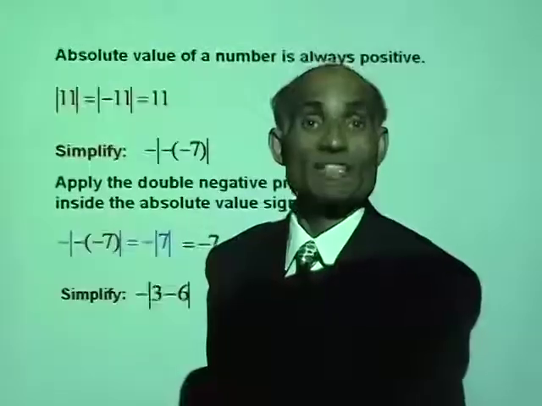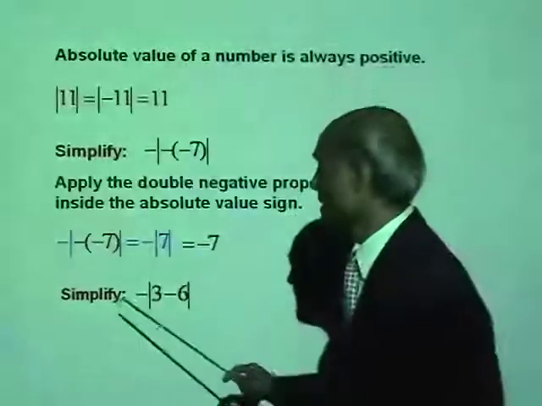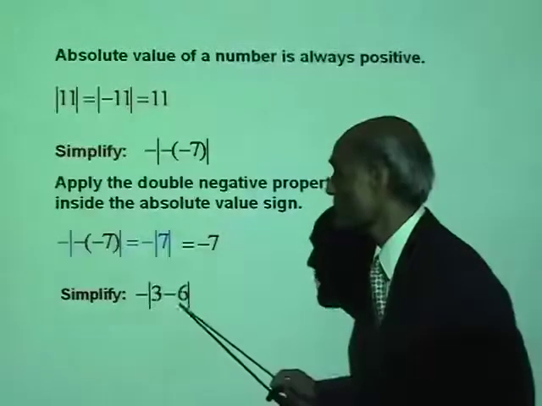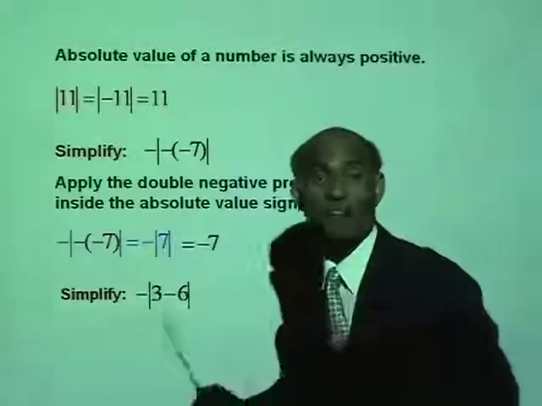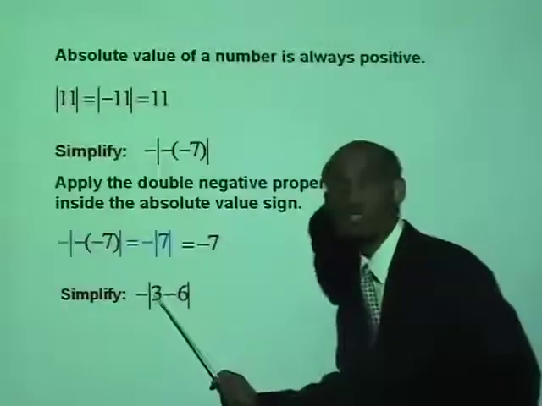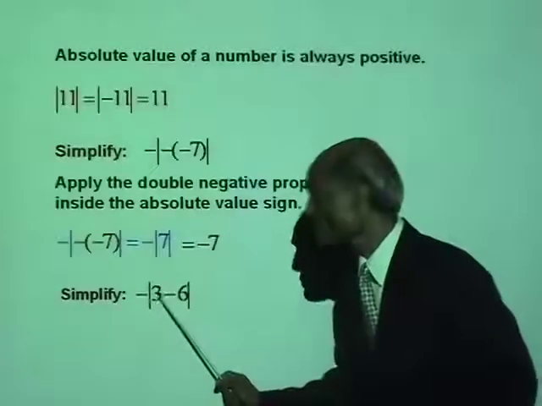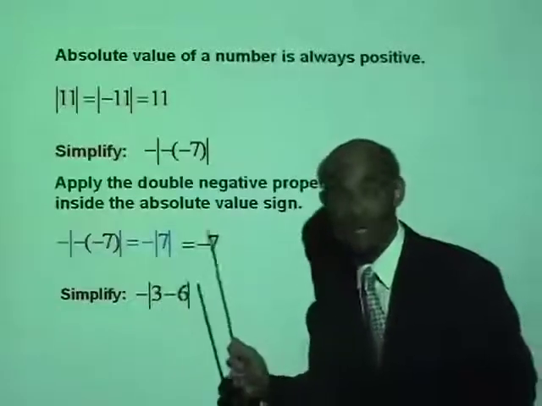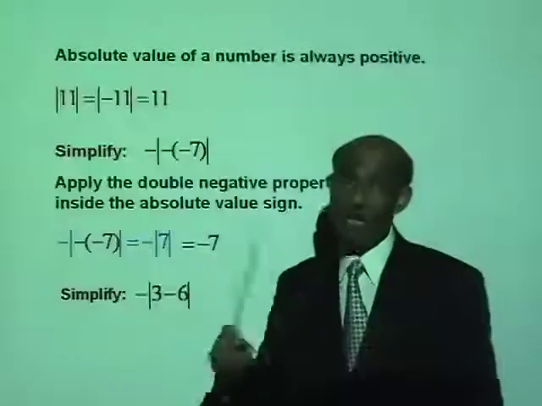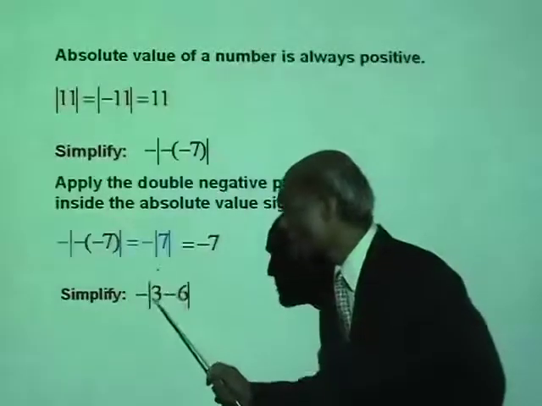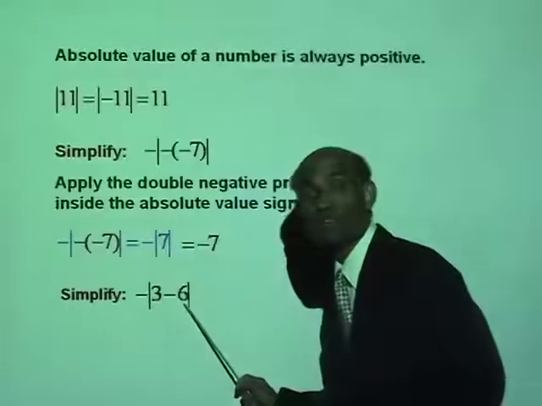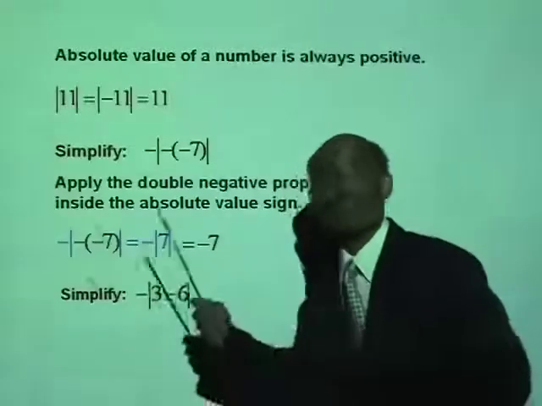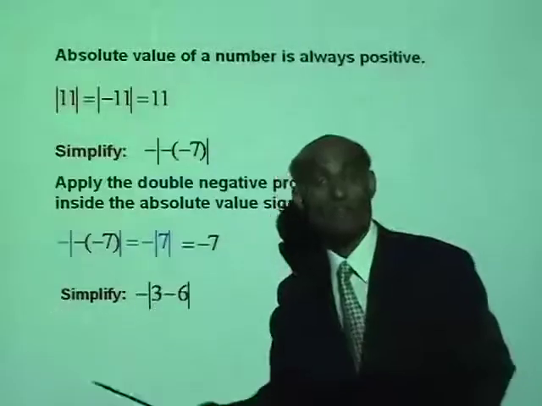Alright? Let's now do another simplification. Simplify negative absolute value of 3 minus 6. Can you do that in your mind? First of all, simplify 3 minus 6. What is 3 minus 6? 3 minus 6 is negative 3, right? 6 taken away from 3 is negative 3. Absolute value of negative 3 is positive 3. And negative of positive 3 is negative 3. Can you think like that?